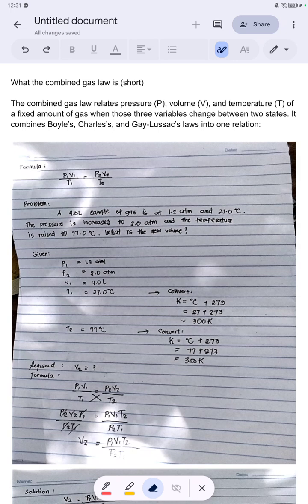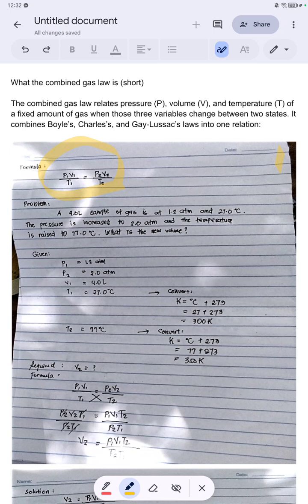As you can see in the formula, there is pressure, volume, and temperature. You can see all three. In the other laws, it is pressure versus temperature or pressure versus volume, right? But in the combined gas law, you can see the relationship between pressure, volume, and temperature. Solving the combined gas law is the same way as solving the other laws I discussed.